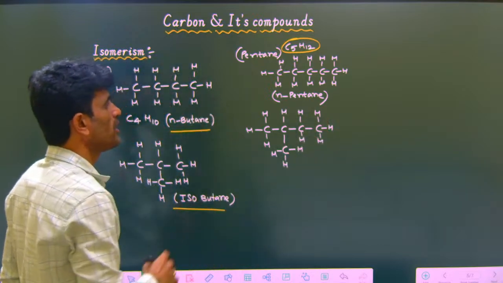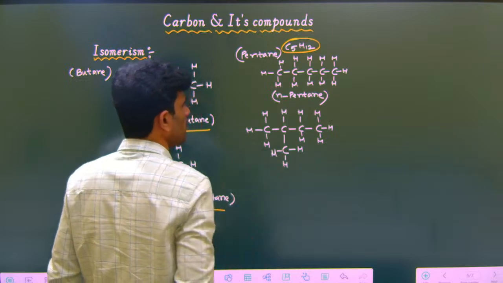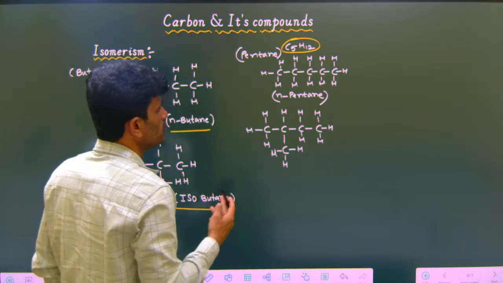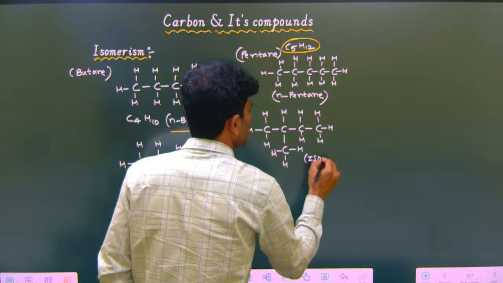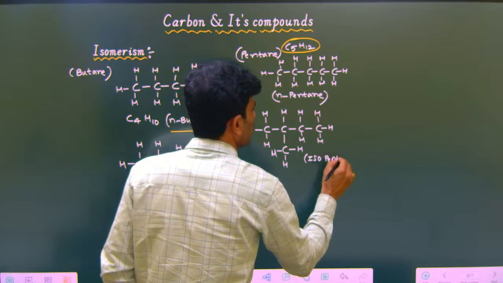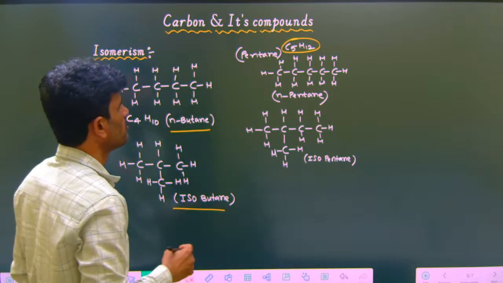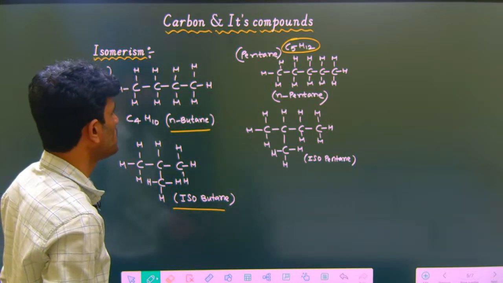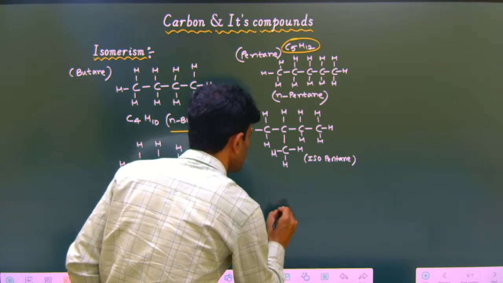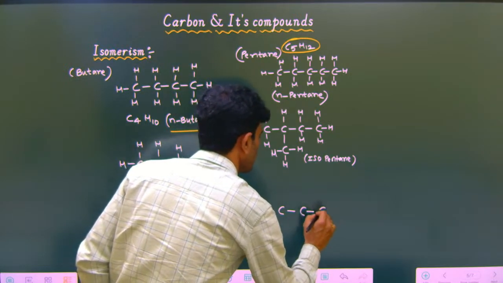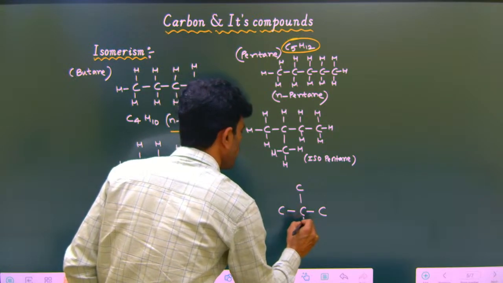So the molecular formula will be the same, but the structure of the compound is different. So here what do we call it? It is isopentane. This is isopentane. Now one more is also possible for pentane, that is in this way. Only 3 carbons in the straight manner. On the middle carbon 1 carbon up and 1 carbon down.